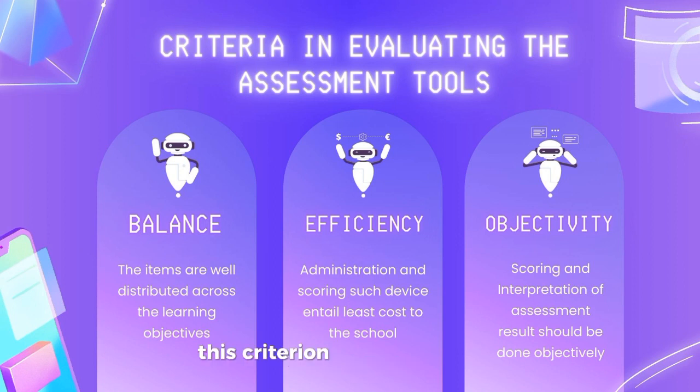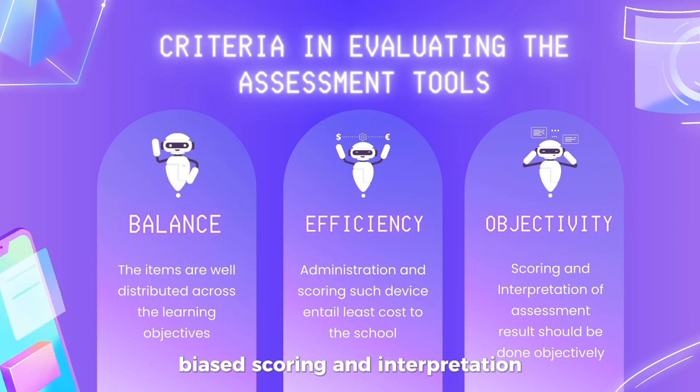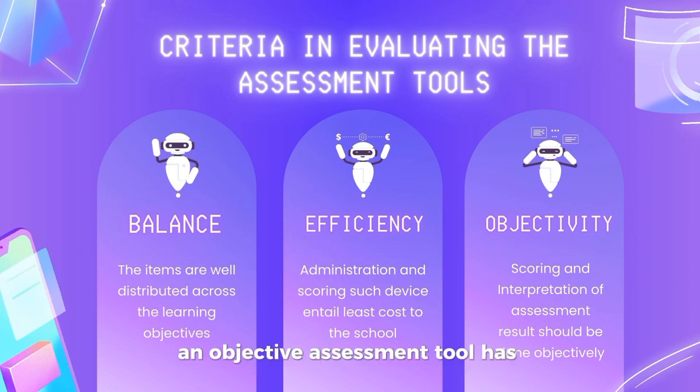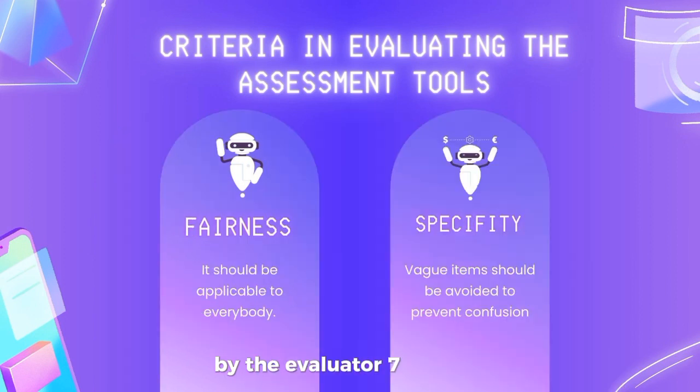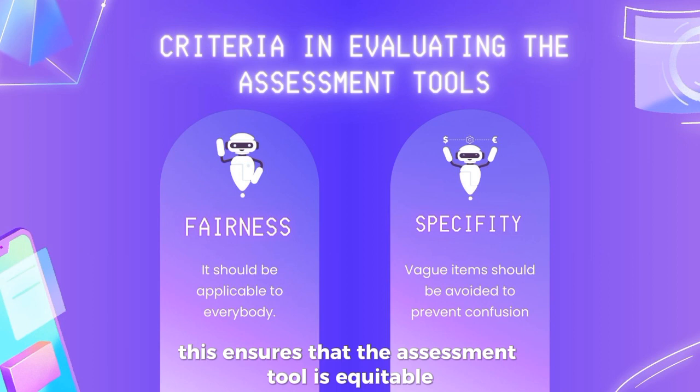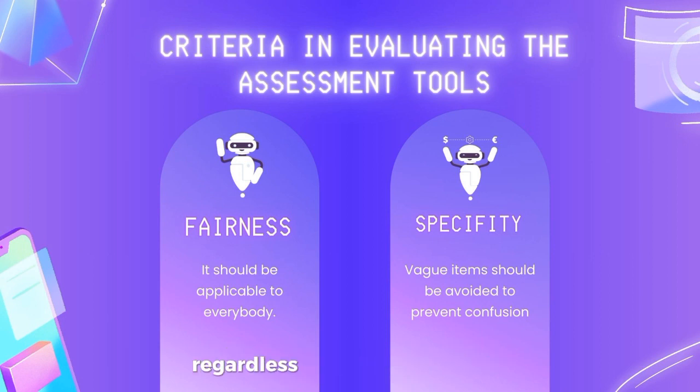6. Objectivity. This criterion emphasizes the importance of unbiased scoring and interpretation. An objective assessment tool has clear, unambiguous criteria that allow for uniform scoring, reducing the influence of subjective judgment by the evaluator.